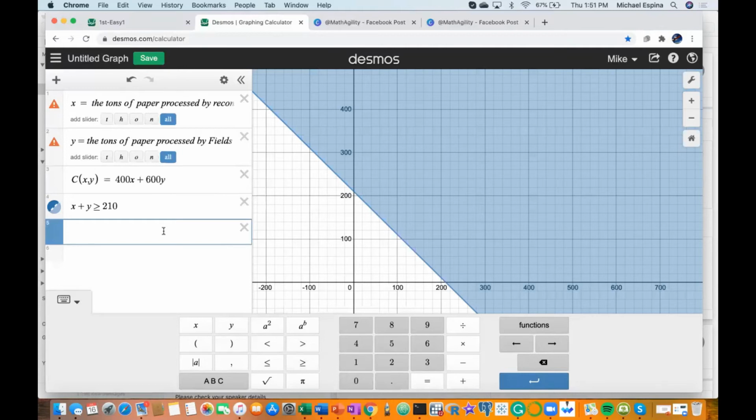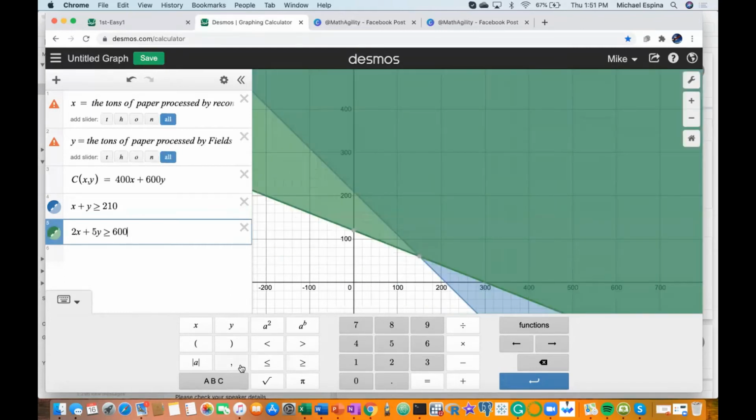Next, for grade B paper, Recon can produce 2 units and Fields can produce 5 units. Abianto requires at least 600 units of grade B paper. So the inequality will be 2x plus 5y is greater than or equal to 600.